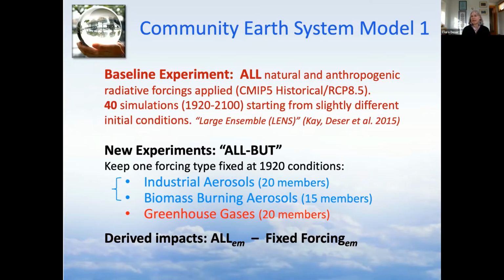For what I'll show you today, I've combined the impacts of the industrial sector and the biomass burning aerosols. I think it would be interesting to look at them separately, and we've done some of that, but for this talk, I've combined them. The way that we derive the impacts of these withheld forcing types or agents is to take the all forcing ensemble mean minus the fixed forcing ensemble mean. And if you have enough ensemble members to average out the internal variability, you can get the impacts of that particular forcing factor, including its nonlinear interactions with the other forcing agents.